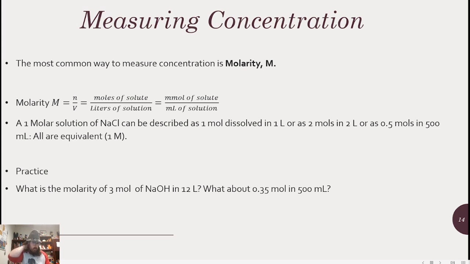So real quick, practice. What is my molarity if I have 3 moles of sodium hydroxide in 12 liters? What about if I have 0.35 in 500 milliliters? So I don't really need to do this, but we'll do this. We'll jump to the doc cam real quick.